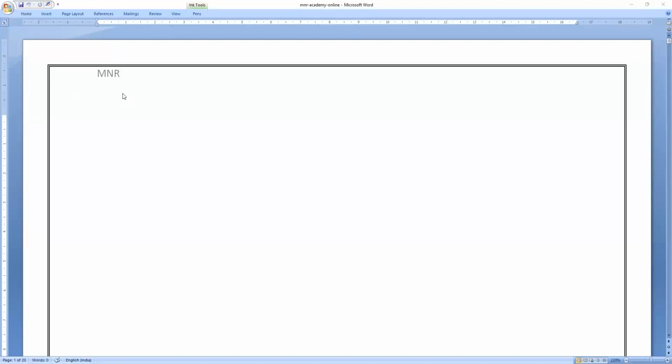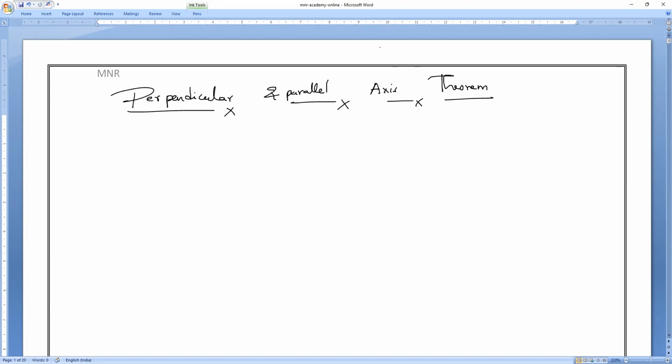So in today's class, we are going to study the next concept: moment of inertia, the perpendicular and parallel axis theorem. So you can keep the heading perpendicular and parallel axis theorem, and the numericals related to that. This is also one of the most important concepts.